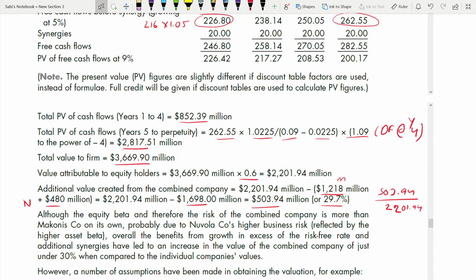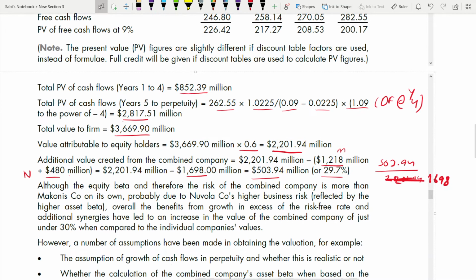Now, how are you getting this weight? There is a mistake. I was just checking that the denominator is not that. The denominator will be 1698, the value of Makoni plus Nuvola, not the combined value. Sorry, not the value attributable to equity holders. Why is it not this? Because it is just for the equity holders. I want the total value of both the companies, the addition of both, which is 1218 plus 480. Out of that, what is the additional value? That is 29.7%. That's why you're getting 29.678, rounding up to one decimal place.